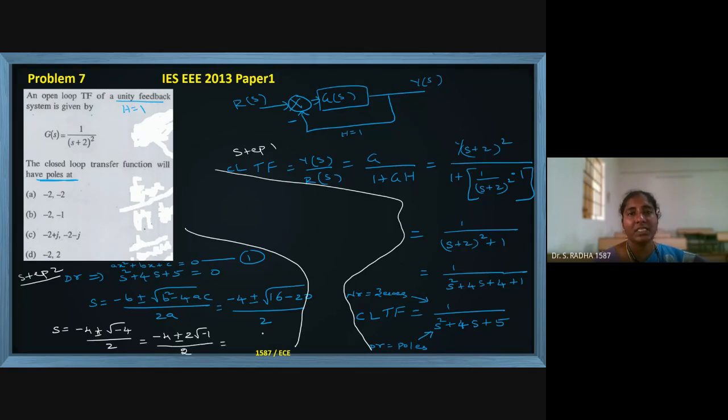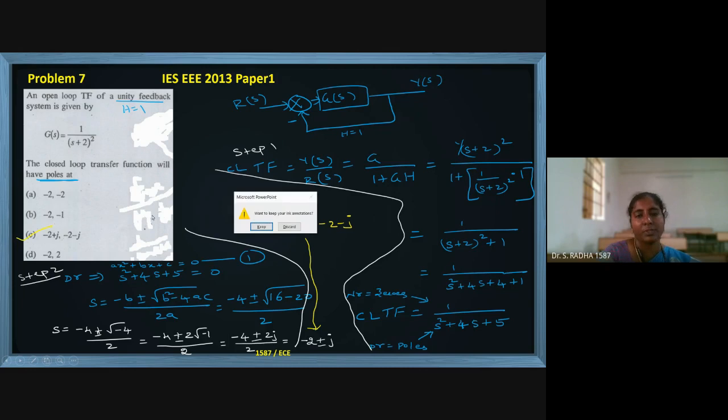Square root of minus 1 is nothing but j or i. Minus 4 plus or minus 2 into j divided by 2. If you simplify using this 2, it is minus 2 plus or minus 1 into j. So it is minus 2 plus j, minus 2 minus j. This is the final answer: minus 2 plus j comma minus 2 minus j. Option C is the correct answer.